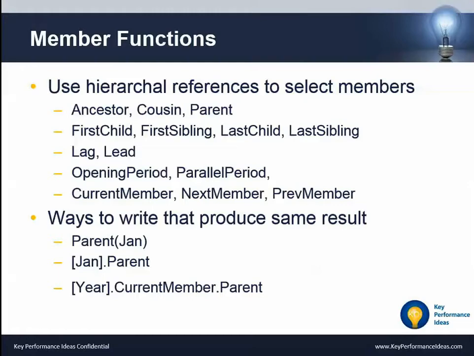So there are different ways to write some of these and produce the same result. You can do similar to what we see in our business rules and our calc scripts and do the parent of our January member with January in parentheses, or we can just say jan.parent. And then if we wanted to specify the dimension and make it dynamic, we could say our year dimension for the current member and give us the parent of that current member. And then that would evaluate for all of the members within our year dimension.